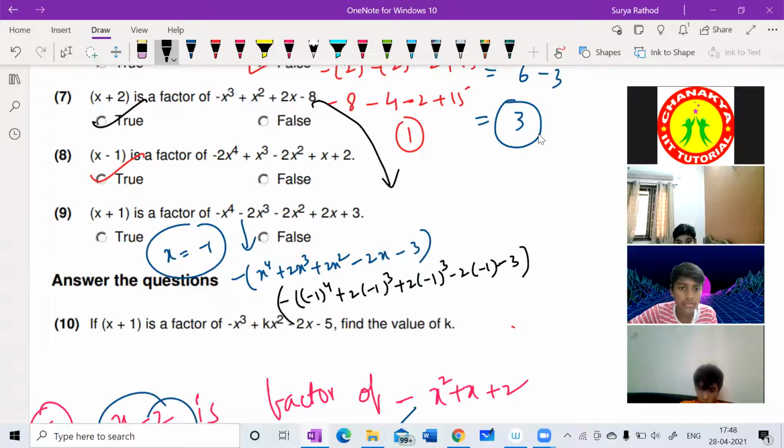So what will I do? Sir, did something wrong. Yes, sir, the third term. It is plus 3. It should be 2 into minus 1 whole square. And it should be plus 3, sir.